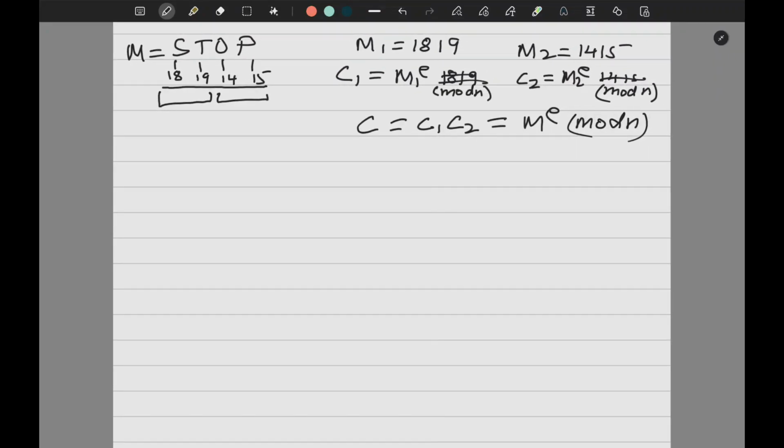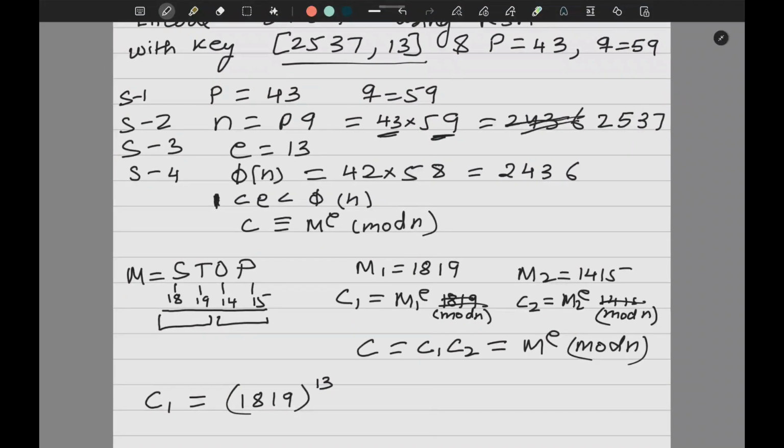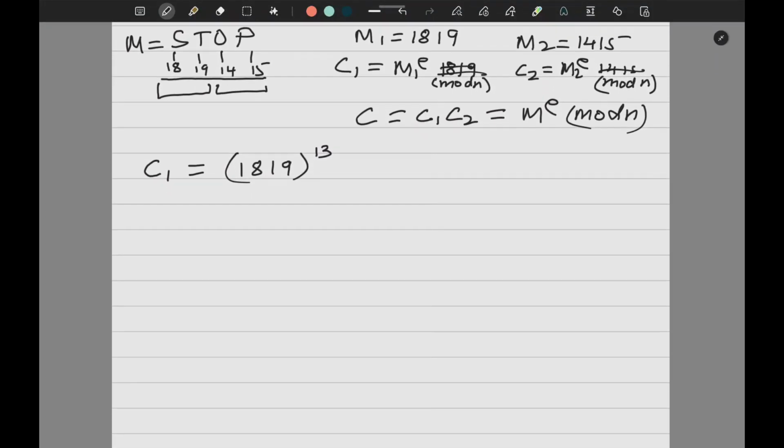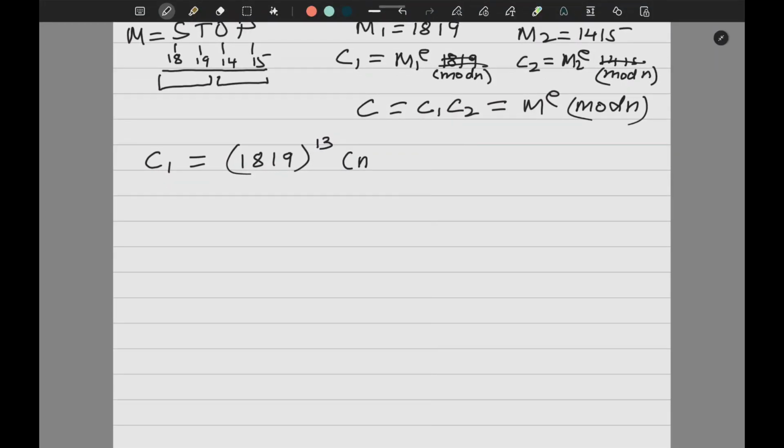Now see, I need to find out C1. So let me start with C1 is equal to M1, 1819 power E. What is the value of E here? E value is 13, go back, E value is 13. Right? And then you have mod of n. What is the n value? 2537.